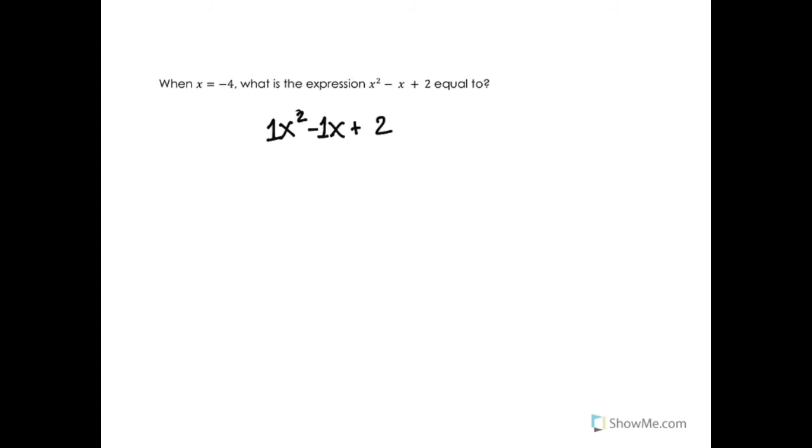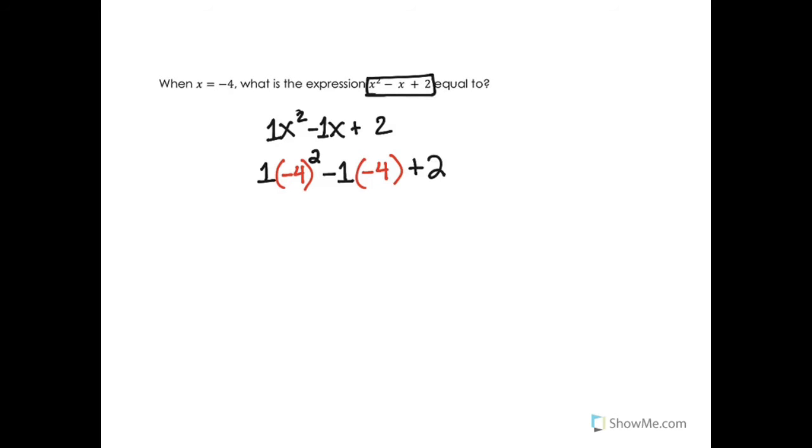So now I can start replacing my variables with my parentheses. So I have 1 parentheses, and in that parentheses I'm going to put my -4. Now remember, all exponents always go outside of your parentheses. Now I continue with -1, again parentheses, -4, and I finish off with my plus 2. Please always make sure that you're including every single part of your expression.